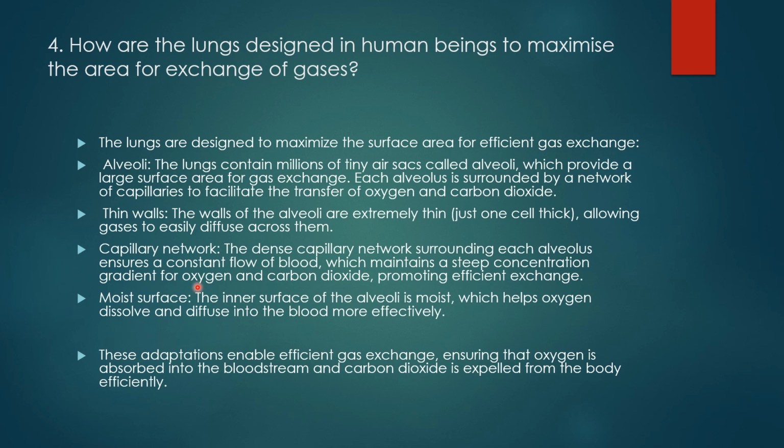Last is the moist surface. The inner surface of the alveoli is moist, and it helps oxygen dissolve and diffuse into the blood more effectively. So these are all adaptations that enable efficient gas exchange and ensure that oxygen is absorbed in the bloodstream and carbon dioxide is expelled from the body efficiently, right?